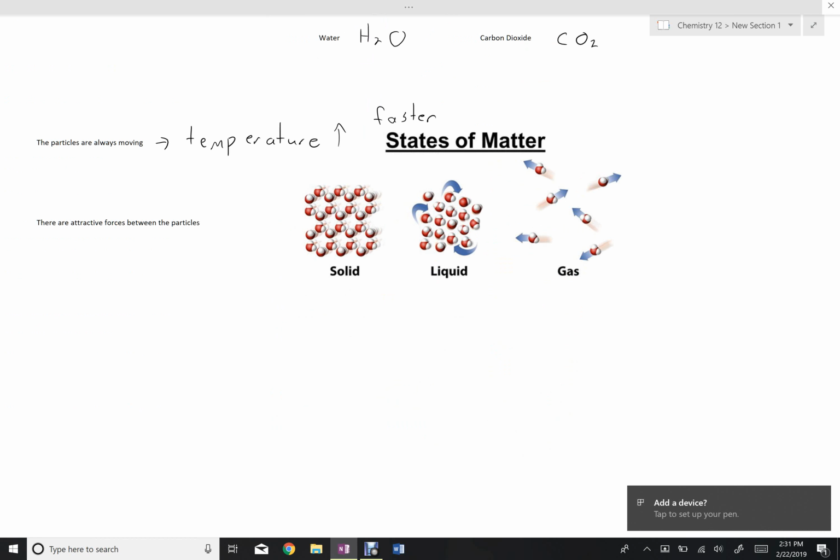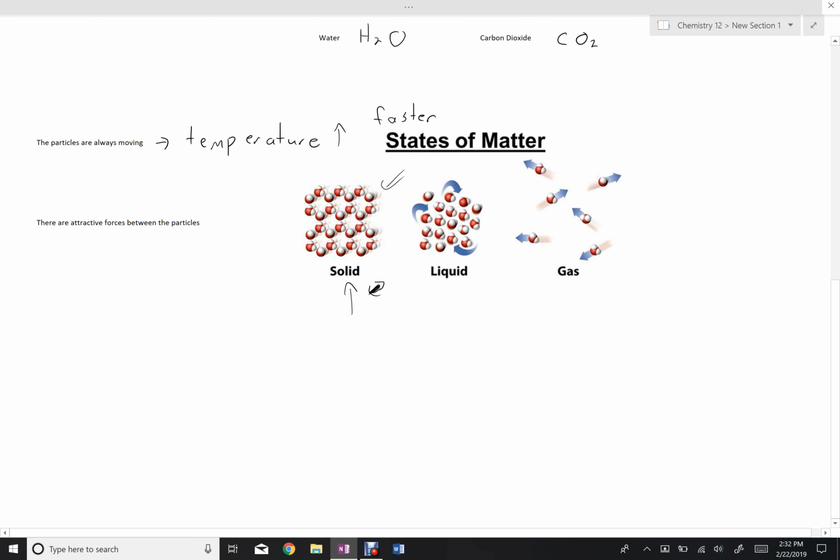And finally, there are attractive forces between particles. These attractive forces and the movement sort of fight against each other. If the attractive forces are winning, we have a solid, and they all stick together and they just vibrate in that solid back and forth. And if we have a liquid, they can vibrate and rotate.